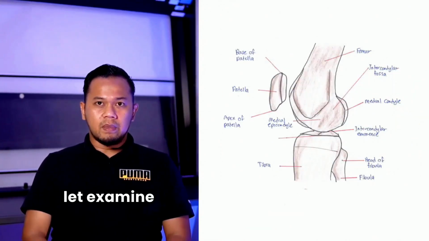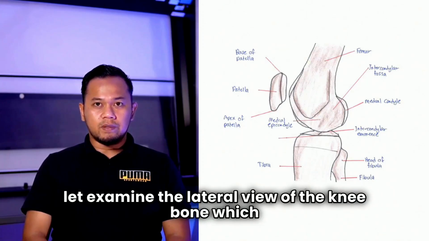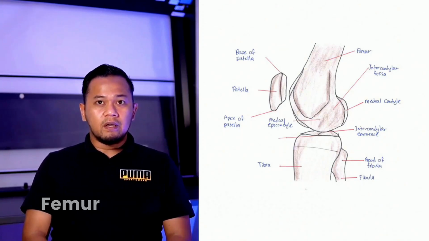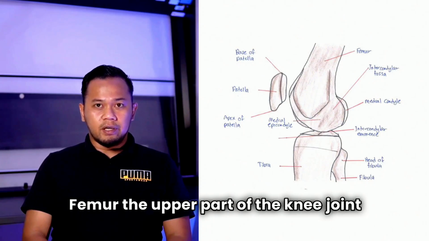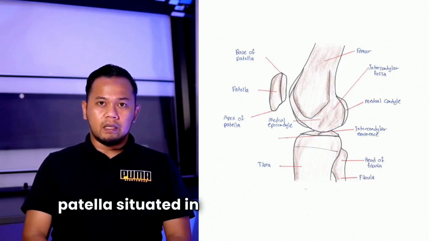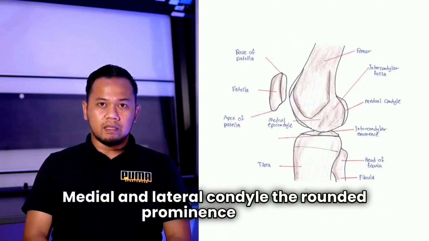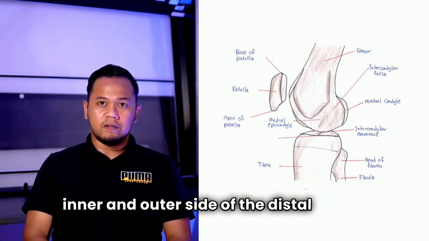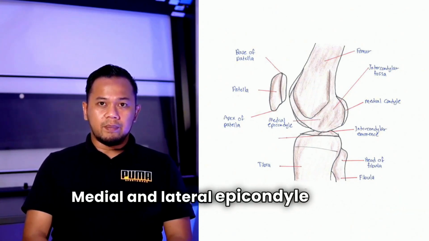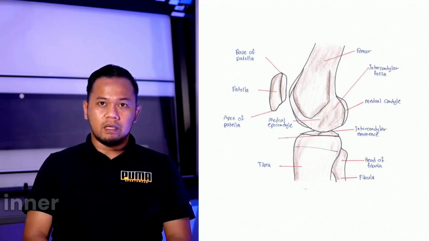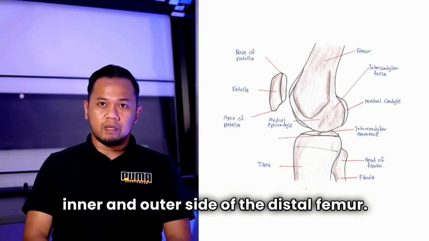Now, let's examine the lateral view of the knee bone, which provides a different perspective. Femur, the upper part of the knee joint. Patella, situated in front of the knee joint. Medial and lateral condyle, the rounded prominences on the inner and outer side of the distal femur. Medial and lateral epicondyle, a bony projection on the inner and outer side of the distal femur.